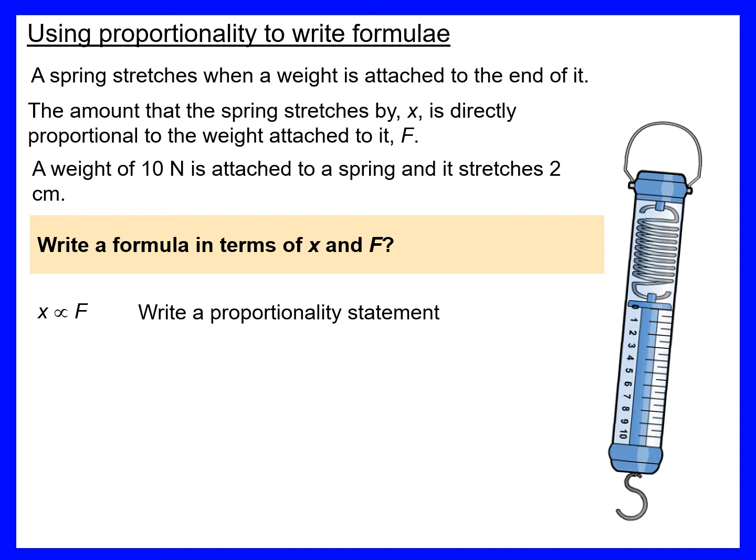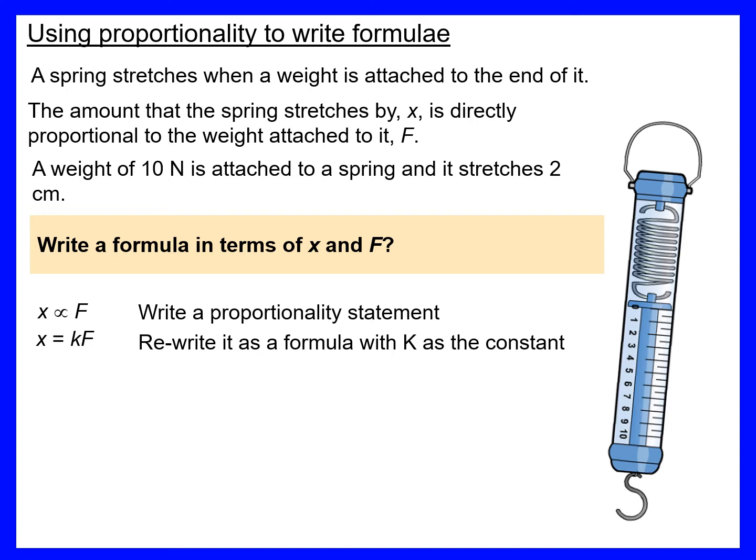We'll turn that into an equation. To change it into an equation, we're going to put X equals KF. So remember, we're multiplying because as one gets bigger, the other is going to get bigger. So by multiplying something, it's going to make it bigger.